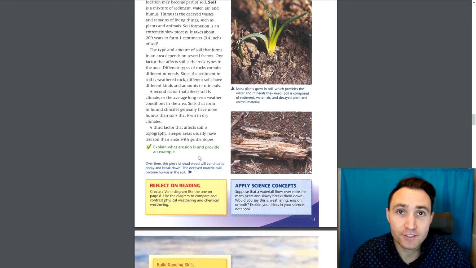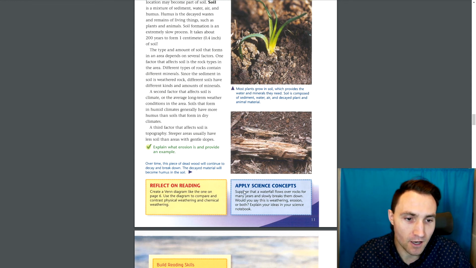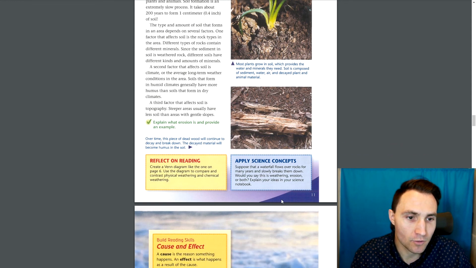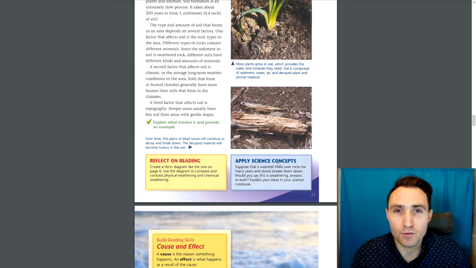All right, so your last 2 assignments for this section. And here's your last checkpoint for your erosion section. So your erosion checkpoint assignment is to explain what erosion is and provide an example. And then for this section, you have an apply science concept, which is: suppose that water flows over rocks for many years and slowly breaks them down. Would you say that this is weathering, erosion, or both? And then explain your ideas in the text entry box on Canvas for your assignment.